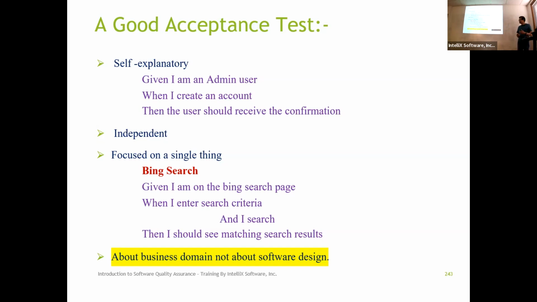Now you might provide test data. As I said in the example, you might say, given I'm on the Bing search page, when I enter search criteria as Intellix software, then I shall see Intellix software in the search result. Something like this. You can provide test data, but it's nothing else. How I search doesn't matter. I need to be able to search. That's what the functionality is. Okay.